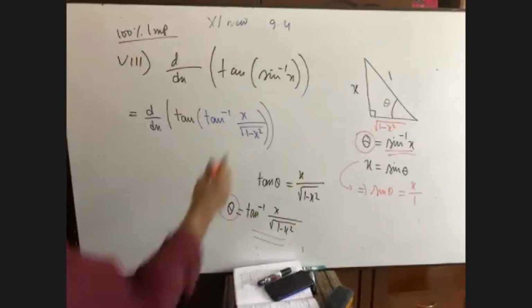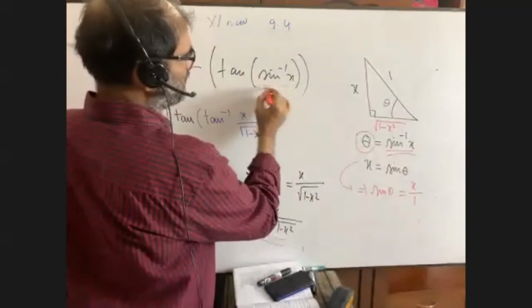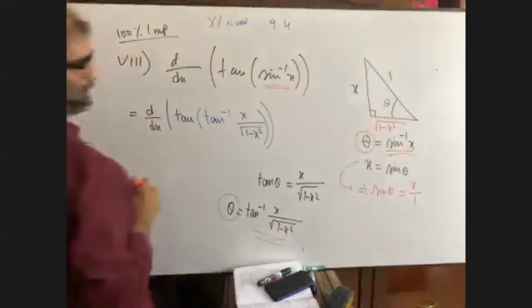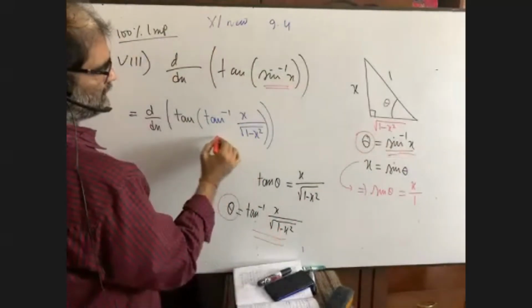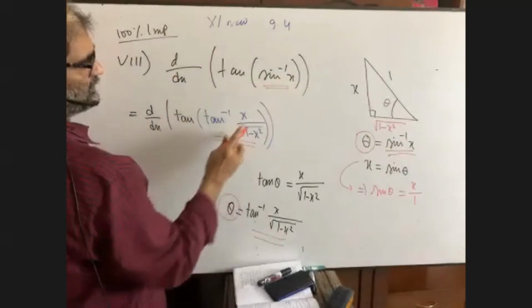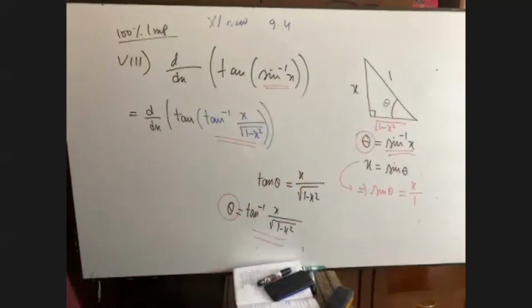So this sine inverse x, which is theta, has now been written as tan inverse of x by root over 1 minus x square. These are equal because theta is equal.